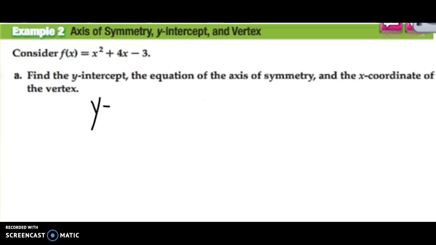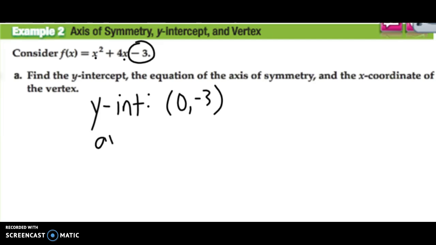Okay, so the y-intercept of this one is my constant. So if I put 0 in here, 0 in here, I'm left with negative 3. So my y-intercept is going to be the point 0, negative 3. Now I find my axis of symmetry.